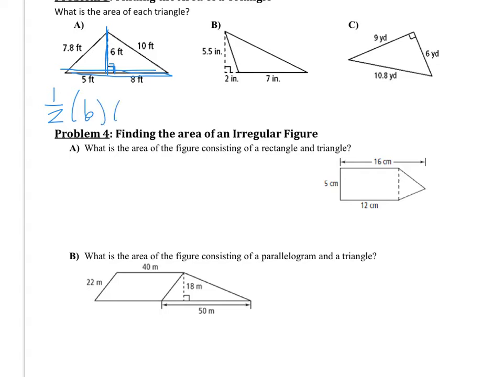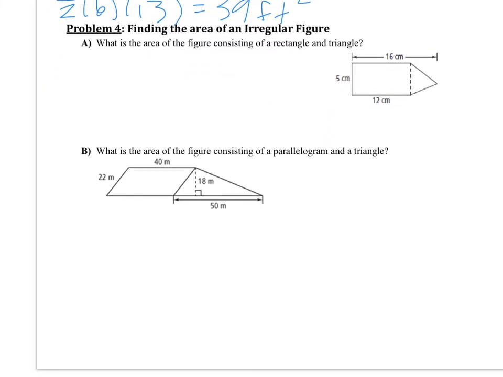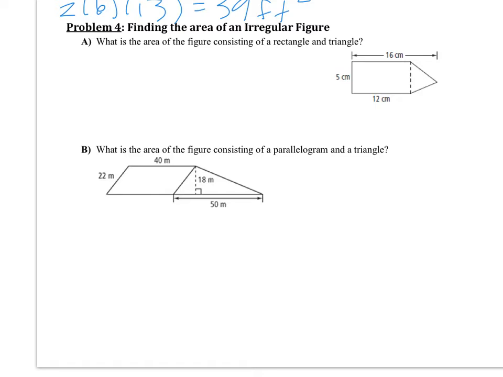So my base is going to be 8 plus 5, which is 13. Which would be 39 feet squared. So what if I have irregular? So basically it's just saying you have two shapes either put together or else you have a shape taken out. I'm going to do A, you're going to do B.